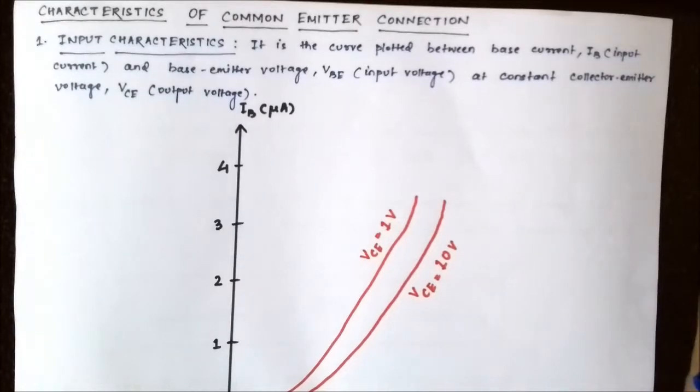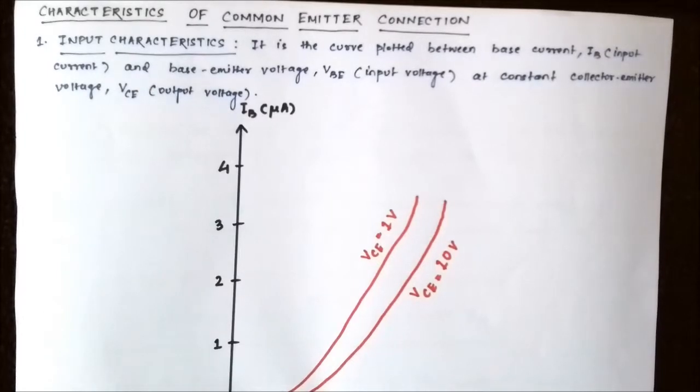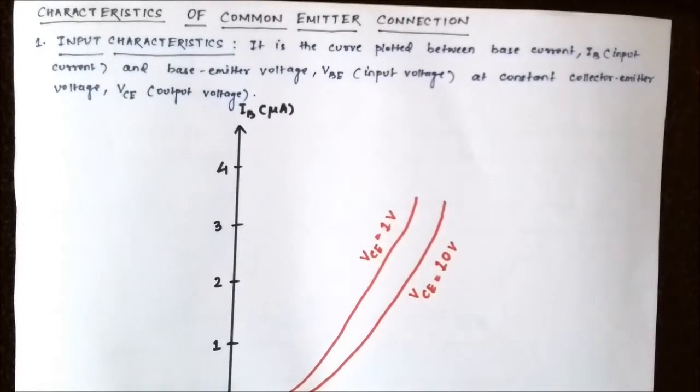Now as I said, in this video I will be discussing the voltage current characteristics of common emitter connection, BJT connection. As you all know, the voltage current characteristics of a BJT connection is studied in two ways, divided into two categories. First, the input characteristics and the output characteristics. So we'll be discussing them separately.